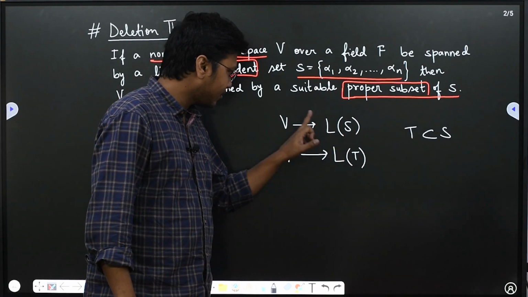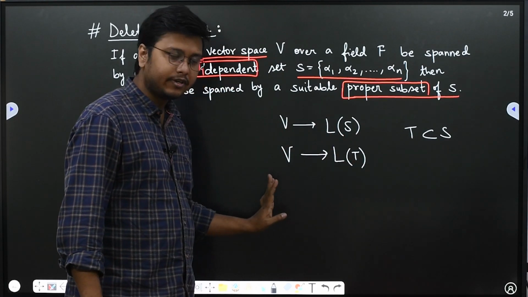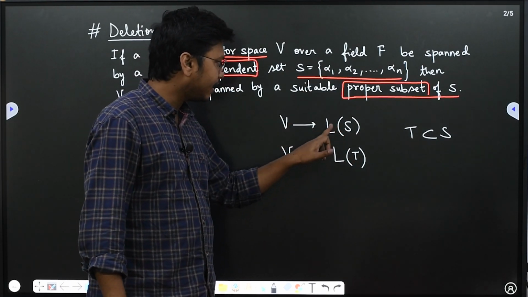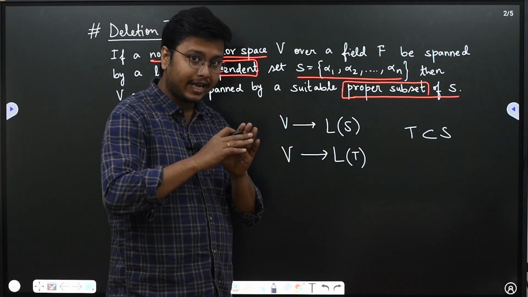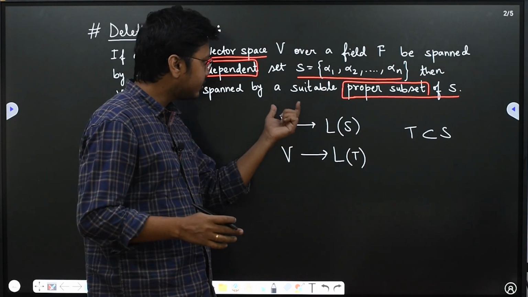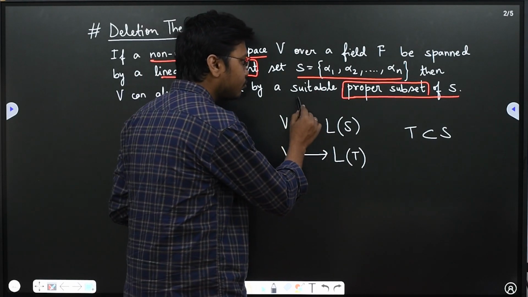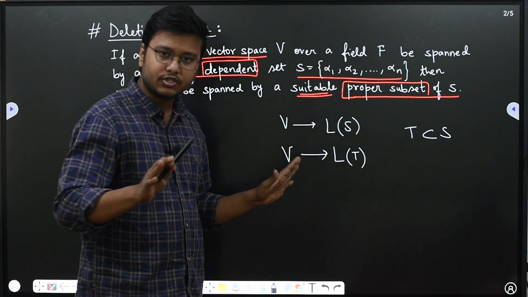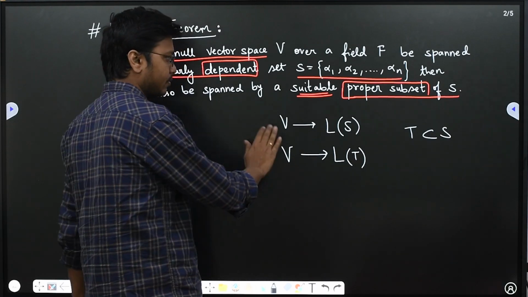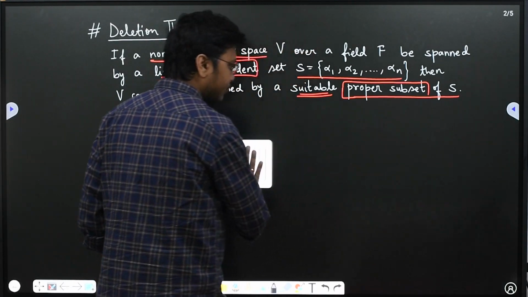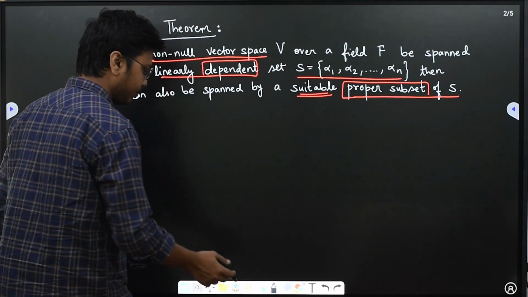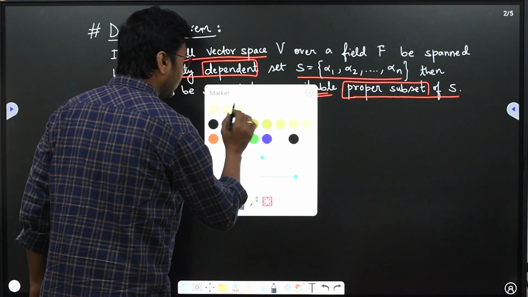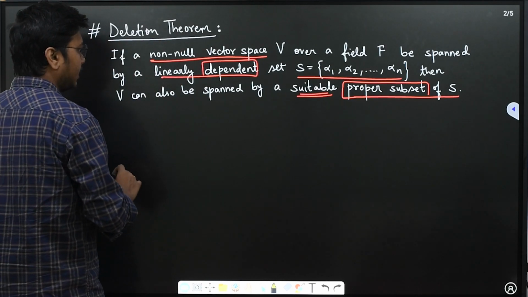So S generates V, then T will also generate V, provided S is dependent and we are deleting some particular elements from the S set, not any random element. That's why the word has been used, suitable proper subset. Not just any proper subset, some suitable proper subset. So this process of deleting some element from the S set is called deletion theorem. Okay, so let's get into the proof of this.